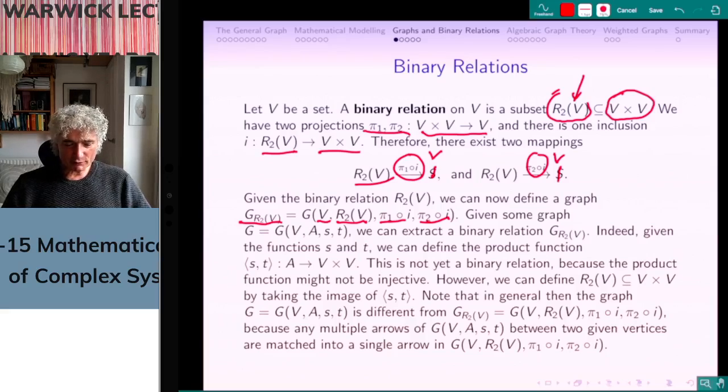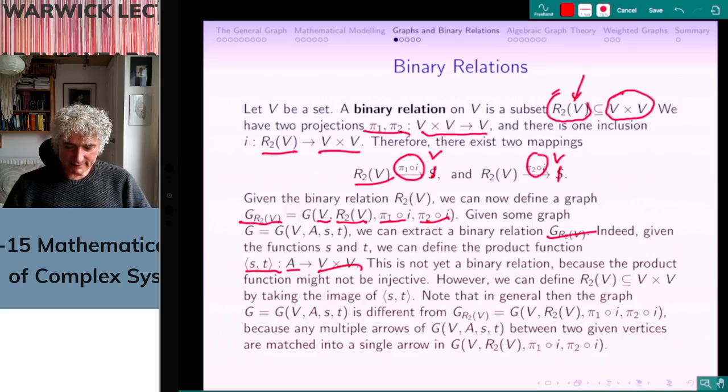Now, given some general graph G, V, capital A, S and T as before, we can extract a binary relation graph G R2V. Let's see how that works. Given the source and target functions S and T, we can define the product function ST in this way, and this will be a mapping from the set of arrows into the Cartesian product of V, the vertex set, with itself.